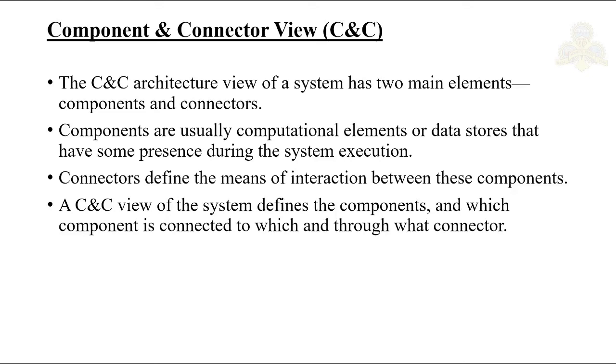Now the C&C view of the system defines the components, and which component is connected to which other component with what connector. This view also describes the runtime structure of the system, like what components exist when the system is executing and how they interact during the execution. So the C&C structure is usually a graph with components as nodes and connectors as edges.